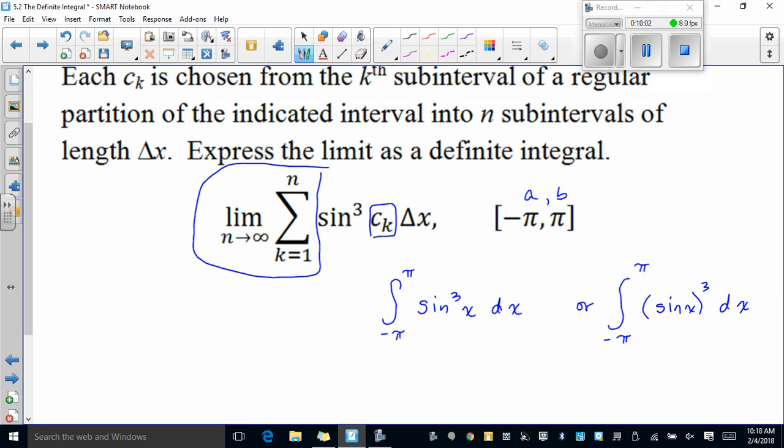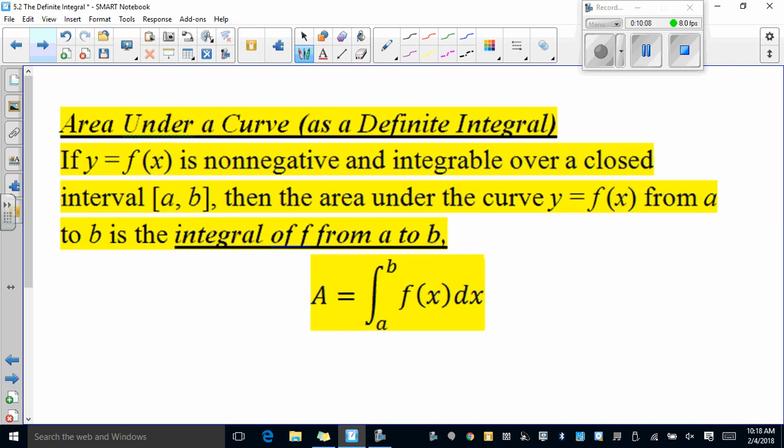So we're going to start with area under a curve as a definite integral. If y equals f of x is non-negative and integrable over a closed interval from a to b, then the area under the curve y equals f of x from a to b is the integral of f from a to b. So anyways, area equals the integral from a to b of f of x dx, as long as it is a 100% positive value. We'll talk about it later if it's negative.